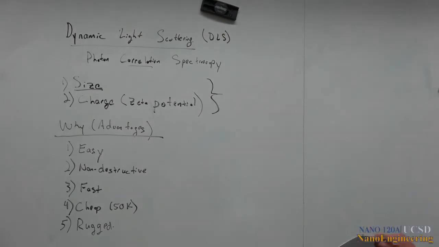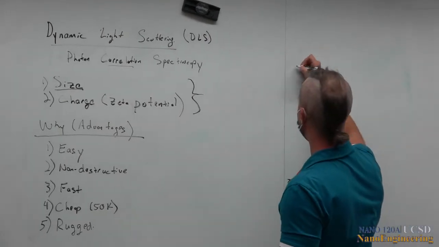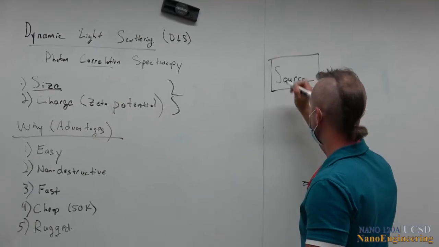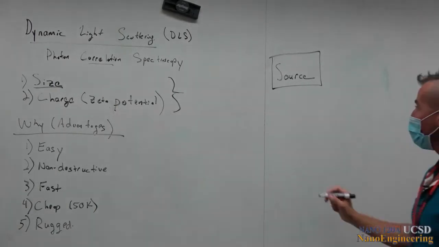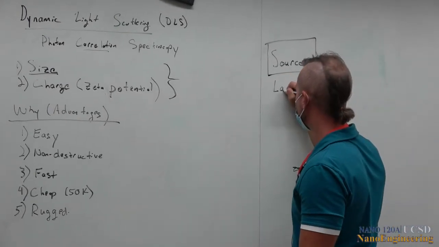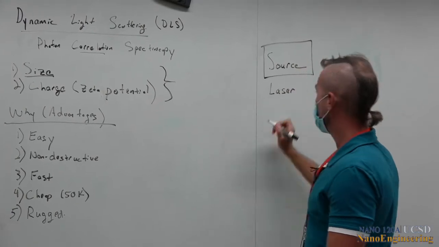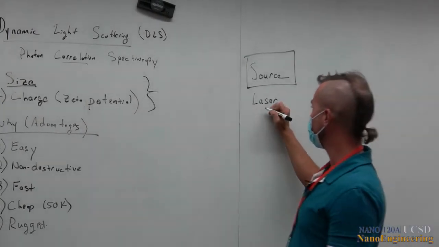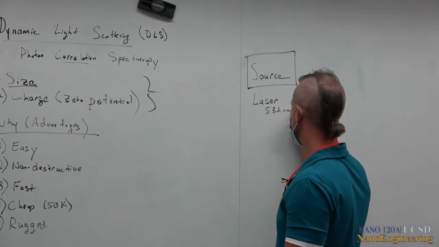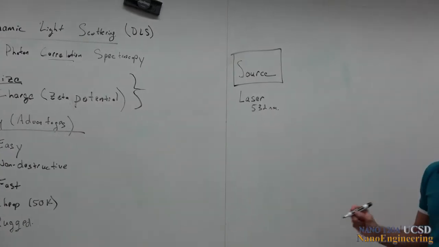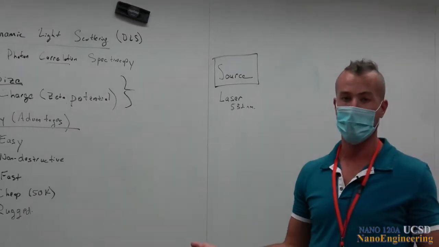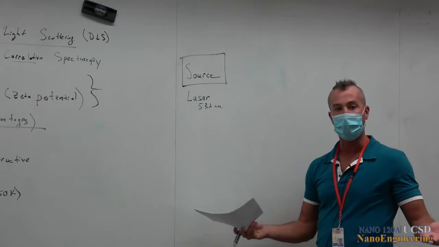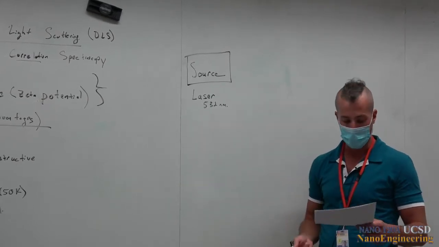So let's talk a little bit about how the instrument is designed. The first thing we have is our source. In this case, unlike in absorption spectroscopy, we definitely use a laser, okay? This is generally a 532 nanometer laser. And we want it to be a laser because we want collimated light, because collimated light is going to be scattered in a more uniform direction than non-coherent light. Okay, and that's what we're looking for is scatter.